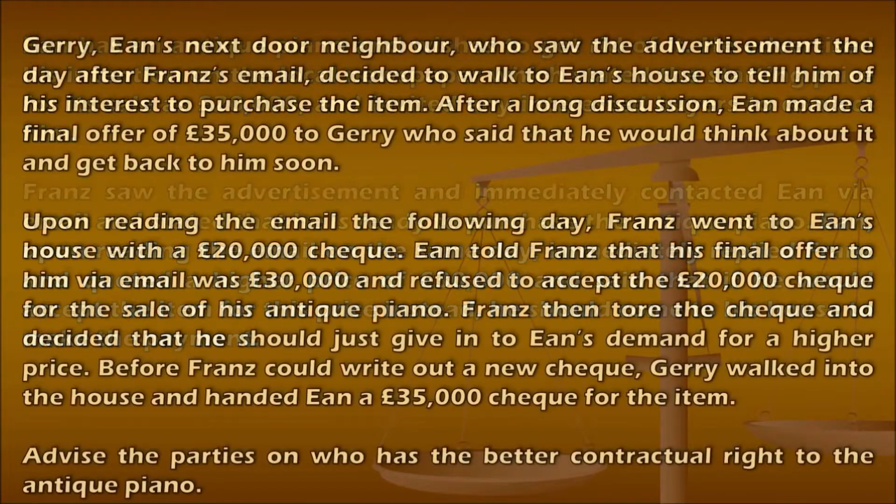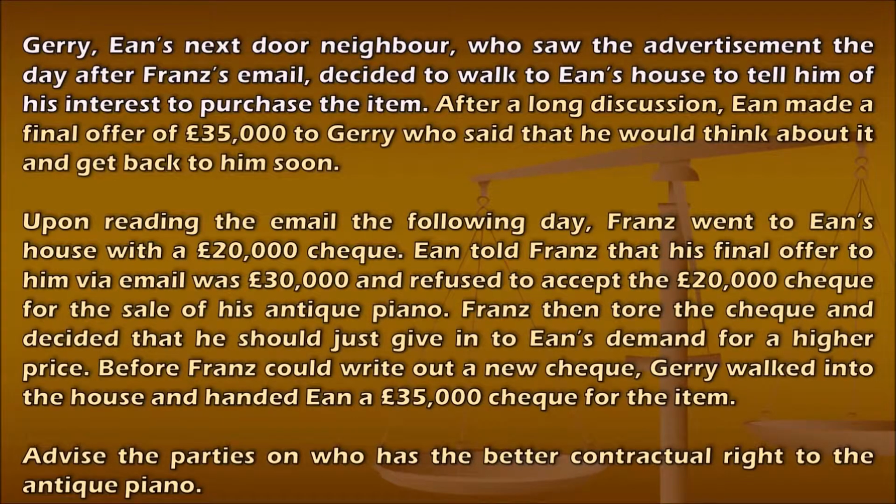Jerry, Ian's next-door neighbor, who saw the advertisement the same day after Franz's email, decided to walk to Ian's house to tell him of his interest to purchase the item. After a long discussion, Ian made a final offer of £30,000 to Jerry, who said that he would think about it and get back to him soon.